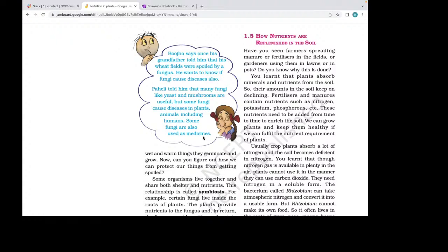So it can also create some kind of diseases, and it can also cure some kind of diseases because it is used in medicines as well. Okay. And some fungi destroy your food, and some fungi make your food. Yeah, like bread. And mushroom is also a kind of fungi, so you eat it, right? So some are edible as well.